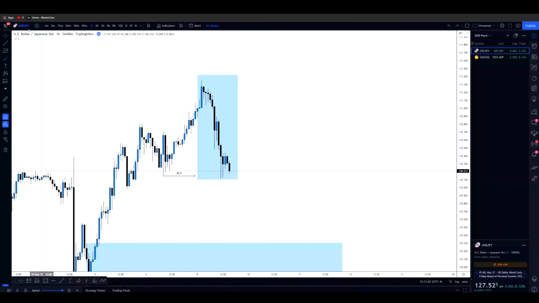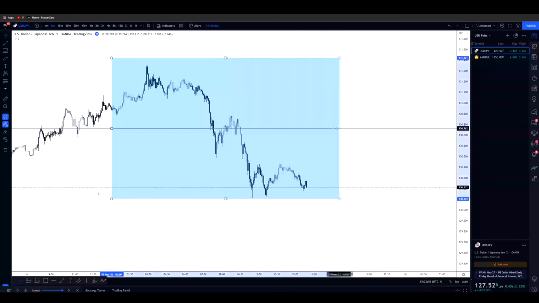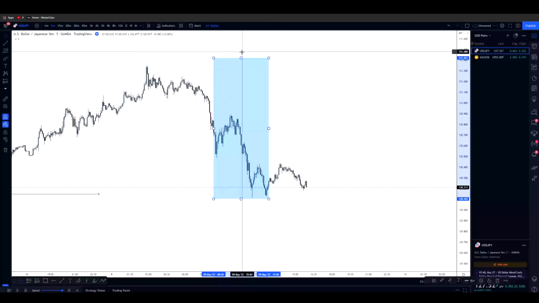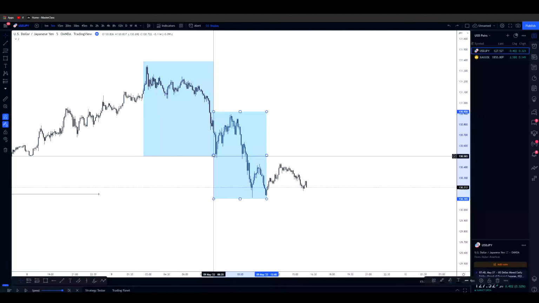Now, sometimes this can get a little bit tricky, because if we zoom down to the smaller time frame, we can now represent two impulsive moves rather than one. We have one impulsive move right over here, and then we have a second impulsive move right over here, right? Because this is where the pullback phase started. Let me quickly move this.